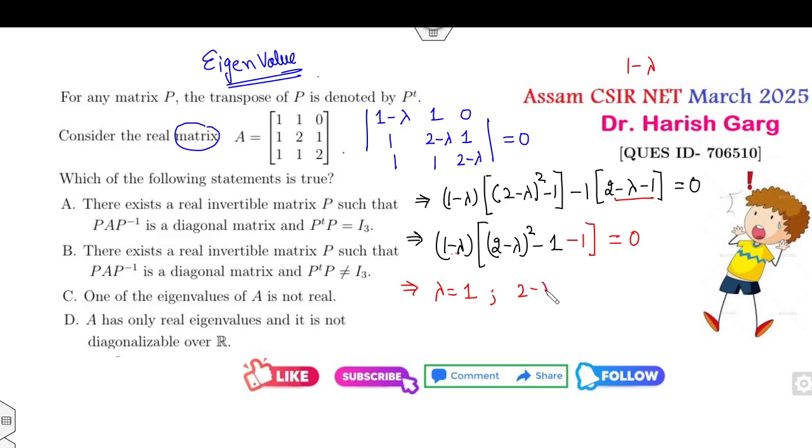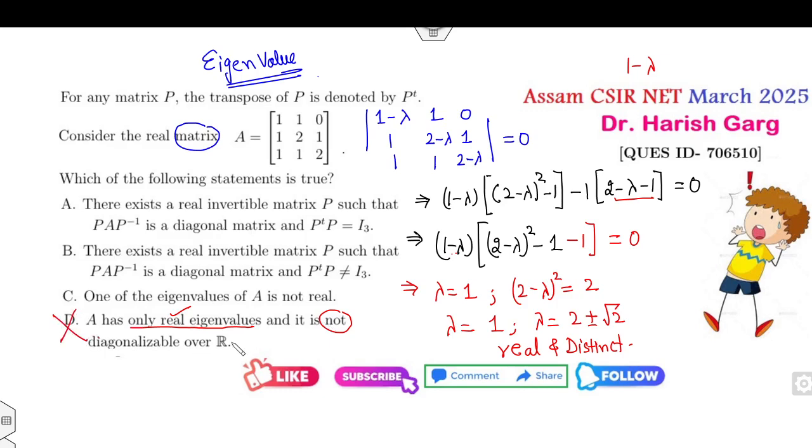And from this case, (2 minus lambda) squared is equal to 2. The value of lambda will be plus minus root 2. Fine. Now you can see all these eigenvalues are real and distinct. Once they are real and distinct, A has only real eigenvalues, correct, but not diagonalizable. But all the eigenvalues are distinct. Yes, this is diagonalizable over R. One of the eigenvalues is not real. That's not true. All the eigenvalues are real.